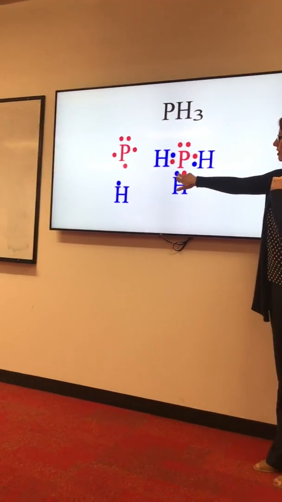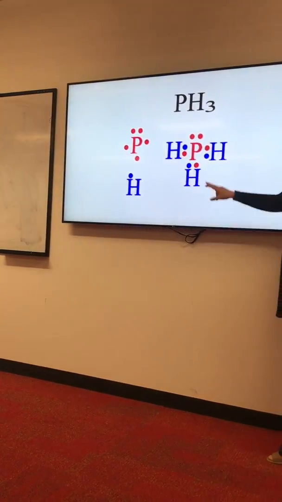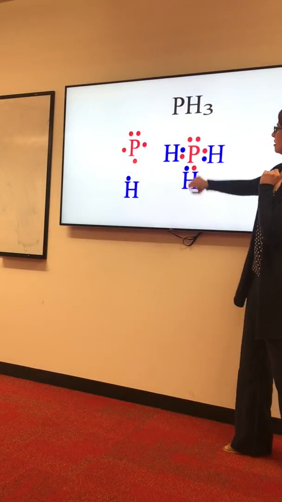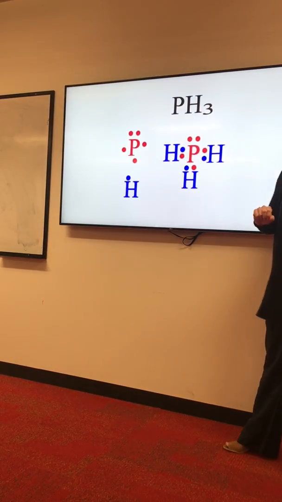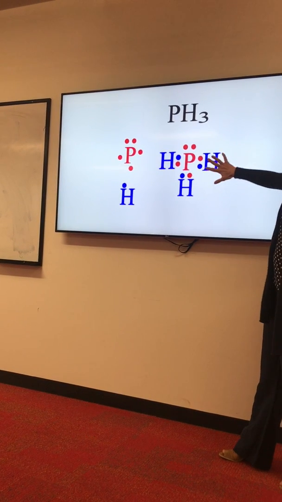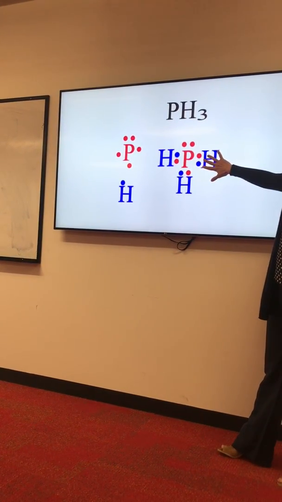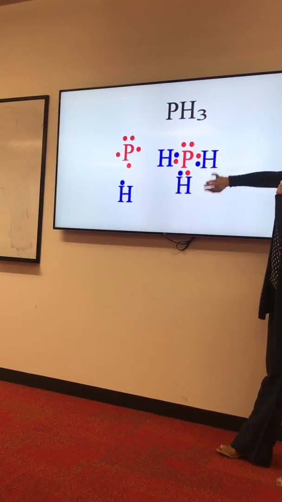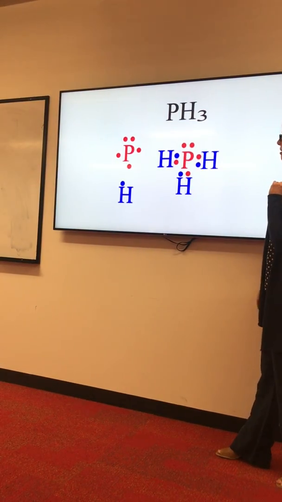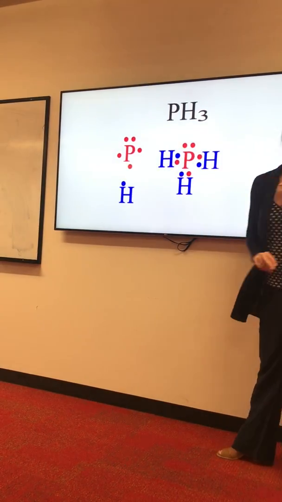Each of them will share their 1 electron with phosphorus. That will total 8. And each hydrogen atom now has 2 electrons. You can see how we represent that with a Lewis diagram in a bonding format. So we've actually got multiple atoms in there and showing how they bond together.